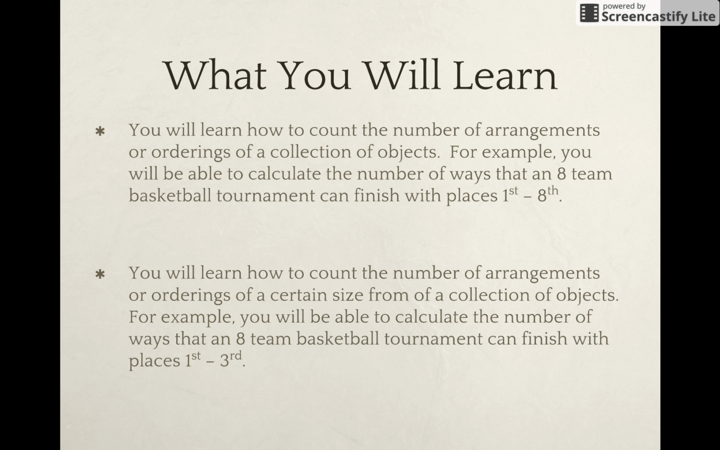For example, you might be asked to calculate the number of ways that an 8-team basketball tournament can finish with places 1st through 8th. We'll also learn how to count the number of arrangements, or again, orderings, permutations, of a certain size from a collection of objects. So going back to the basketball tournament example, we still have 8 teams, but we might be asking a different question: how many ways could just the 1st through 3rd place finish occur?